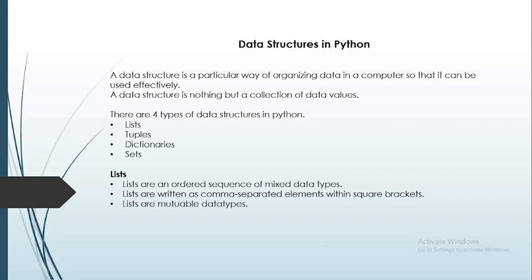In simple terms, if I have to define what a data structure is, I will say a data structure is a particular way of organizing data in a computer so that it can be used effectively. A data structure is nothing but a collection of data values. There are four types of data structures in Python. First is lists, then tuples, dictionaries, and sets.